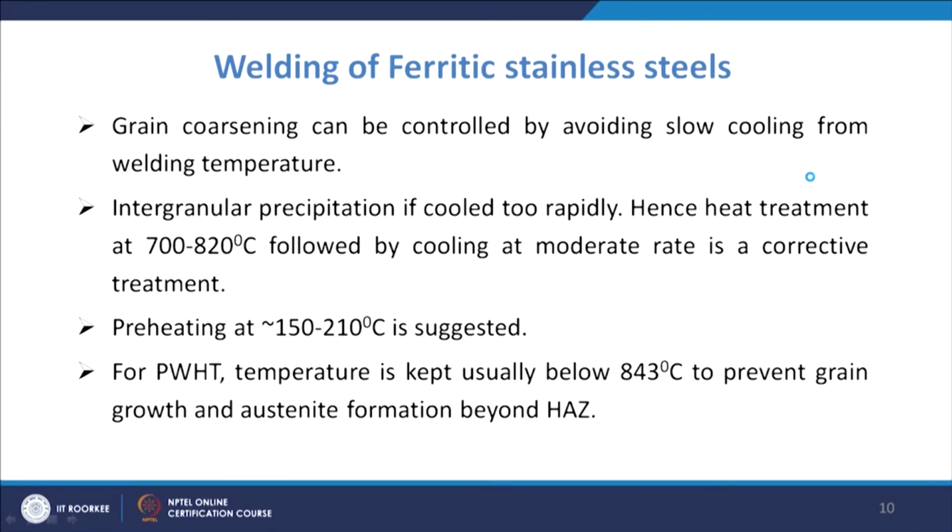Then preheating at about 150 to 210 degrees centigrade is suggested, and the post weld heat treatment temperature is generally kept below 843 degrees centigrade to prevent grain growth and austenite formation, beyond the heat affected zone. So, these kind of precautions are taken in the case of the ferritic stainless steels.